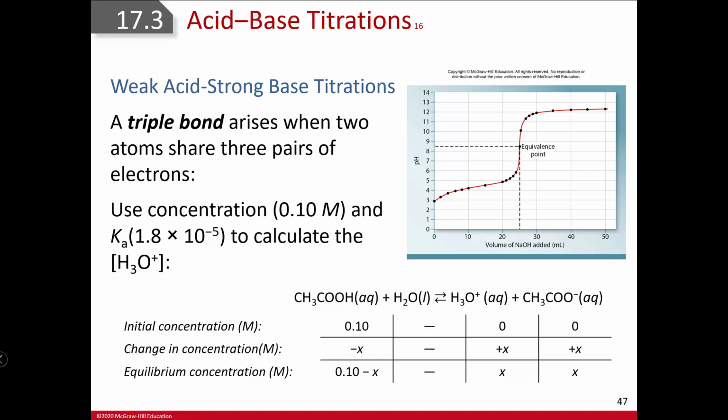All right, so here comes the ice table again. So you want to be able to do an ice table. And so our ice table looks like this. Initially, we have acetic acid, and initially, we have nothing else. And so the acetic acid, we're going to lose X amount of it. We're going to gain X amount of the hydronium ion, X amount of the acetate ion. And then here's our equilibrium values.